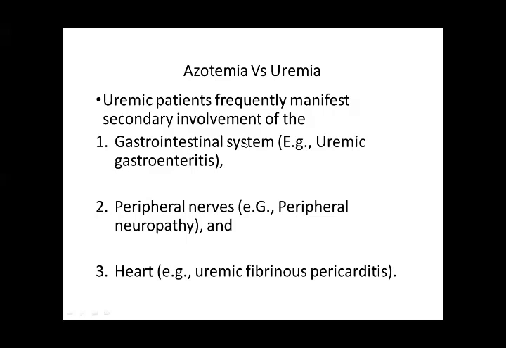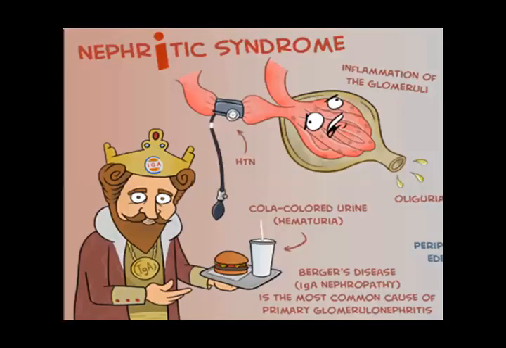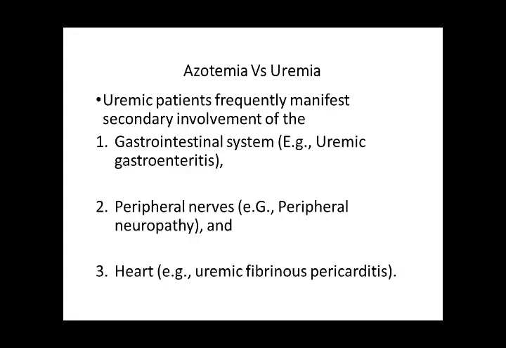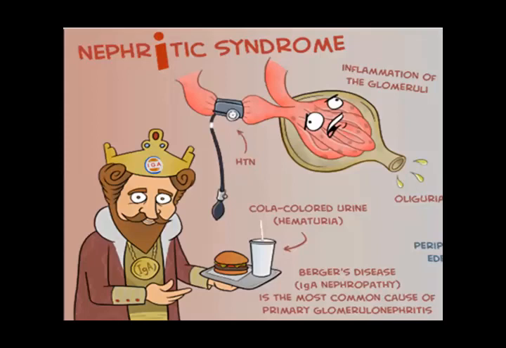So you call it uremia when it is symptomatic. Peripheral neuropathy involves very painful nerves. In uremic fibrinous pericarditis, even the pericardium gets inflamed and fibrosed. So look at this diagram. If you can keep this diagram in mind, you will be able to memorize a whole lot of symptoms.